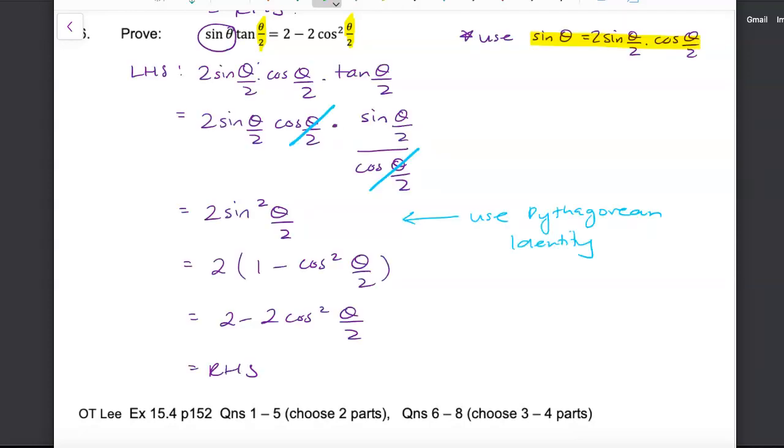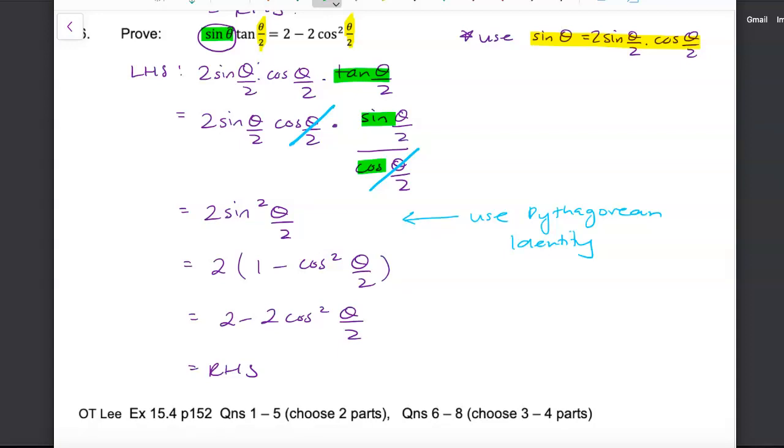So in looking at this proof, I've started with the sine theta and used that half angle identity. So 2 sine half theta times cos half theta, and that's times tan of half theta. I've then taken the tan and used the sine over cosine equivalent value, and I've been able to cancel out the cos theta on 2's in there, multiplied and divided. So that's left me with 2 sine squared theta on 2.